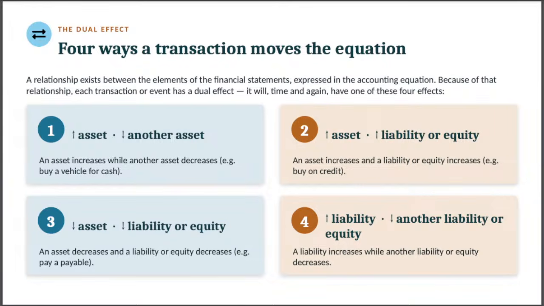Now we have liability going up. That means another liability or equity goes down. So a liability increases while another liability or equity decreases. So let's continue on from there since there's no example.